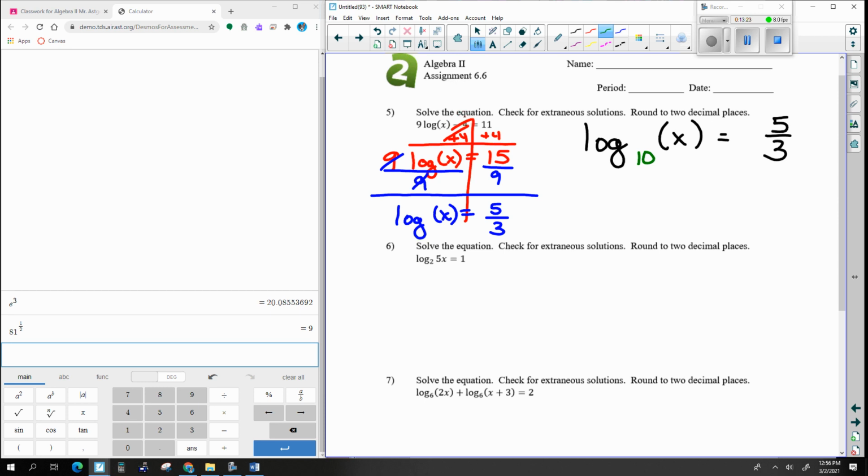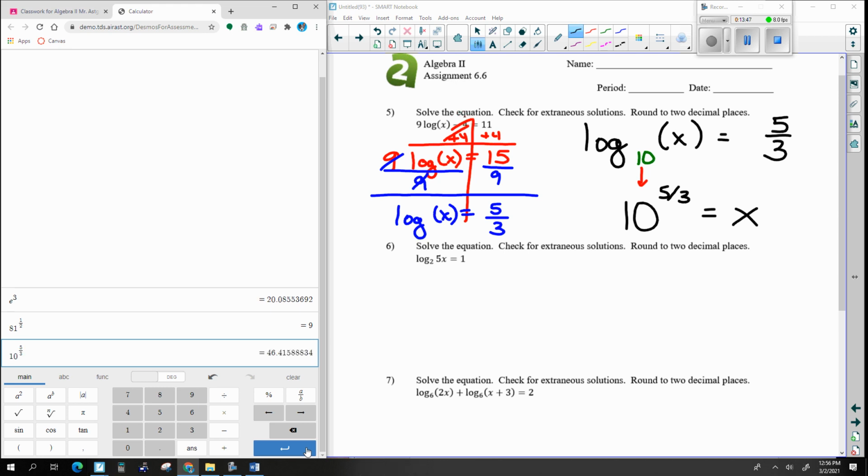So when we need to rewrite it right here, the base is the base. So this is the base, so 10. And then everything switches sides. This is going to be to the 5/3 is equal to x. So the base is the base, and then everything switches sides. So this is going to be 10 to the 5/3, whatever that is. 10 to the 5/3 is 46.42.